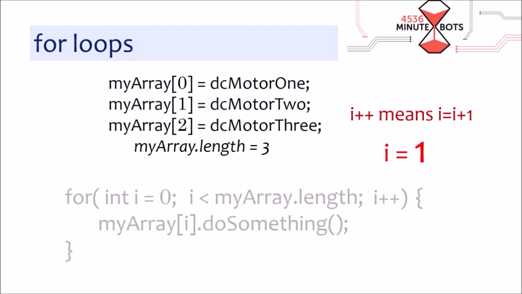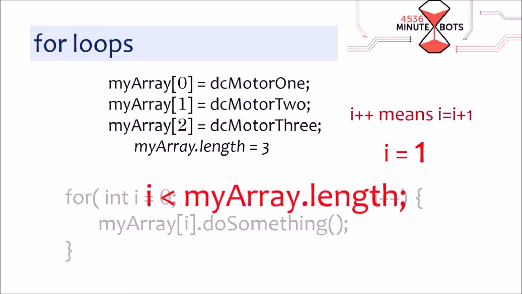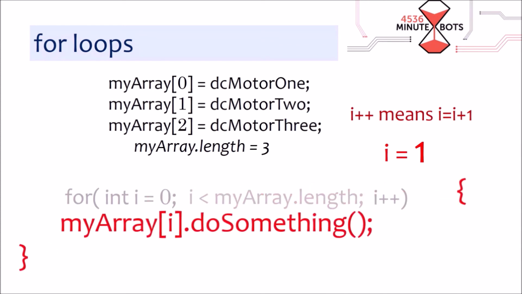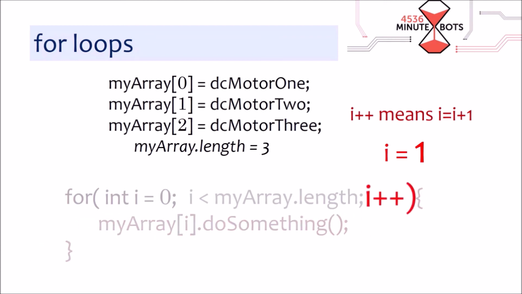We're going to skip to the middle section again, and we're going to say is i less than myArray.length. In this case, is 1 less than 3, and the answer is yes. So we're going to skip down to the squiggly lines, myArray[1].doSomething. So now we're actually affecting DC motor 2. This is how we're going to iterate through the array until we're done. We're just iterating simply going from top to bottom. i++, so now what is i? i is equal to 2.